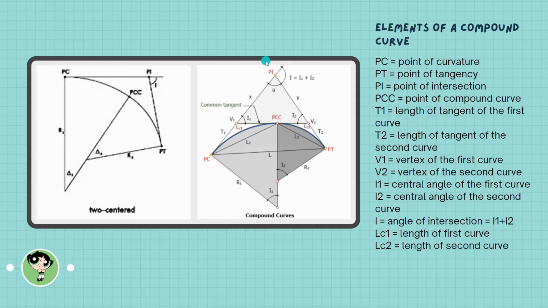We just add them. Next is we have LC1 and LC2. It is the length of the first curve and the length of the second curve. Our LC1 is this curve, and our LC2 is this blue curve on the other side.